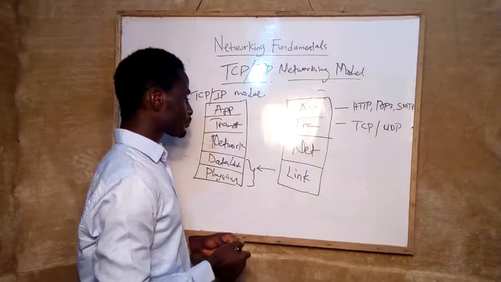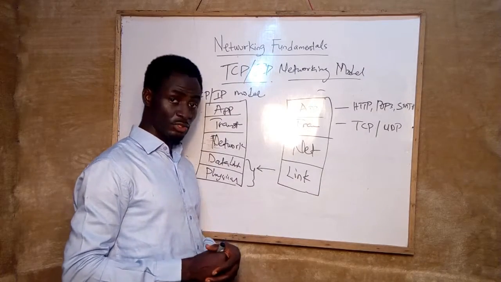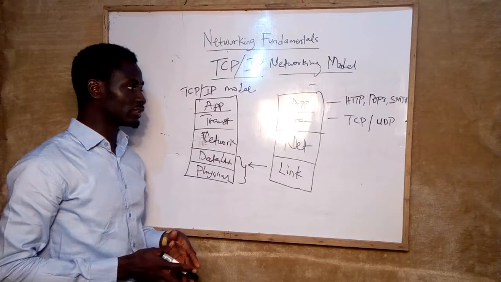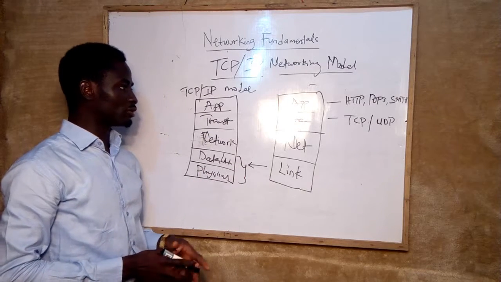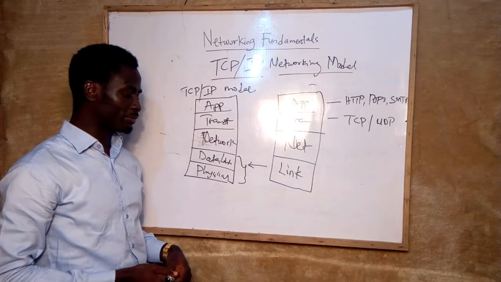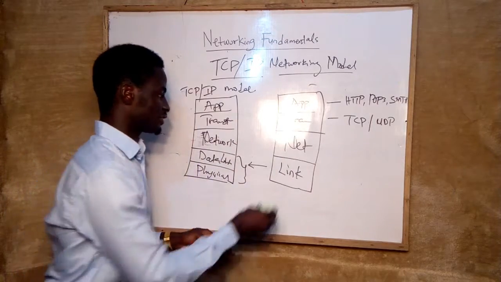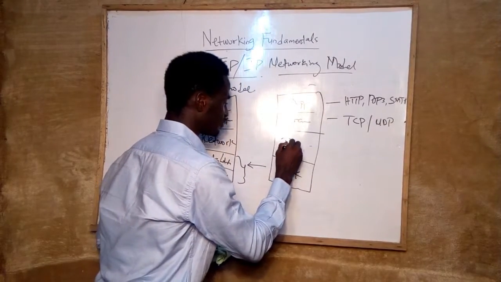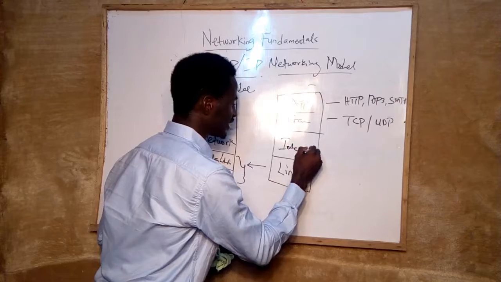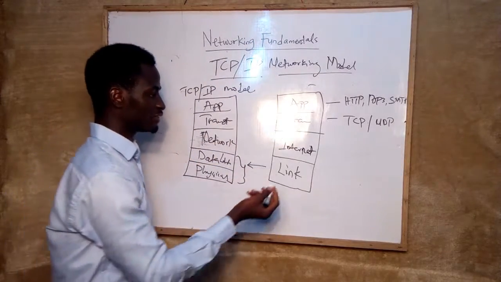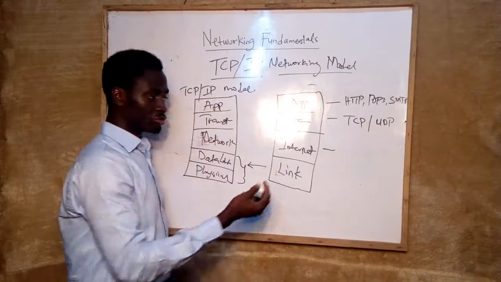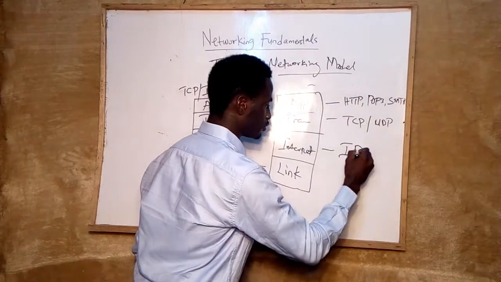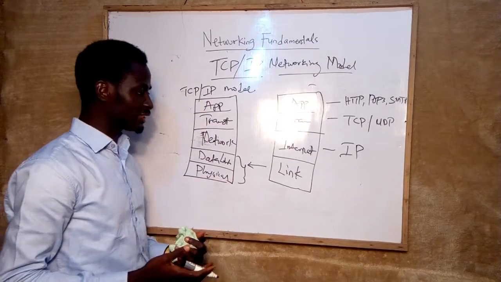So now that will lead us to the network layer. For the original TCP/IP model, the network layer is actually not referred to as network here, but it's referred to as the internet layer. So the internet layer basically defines logical addressing and routing, and the protocol here is the Internet Protocol. So, logical addressing and routing.